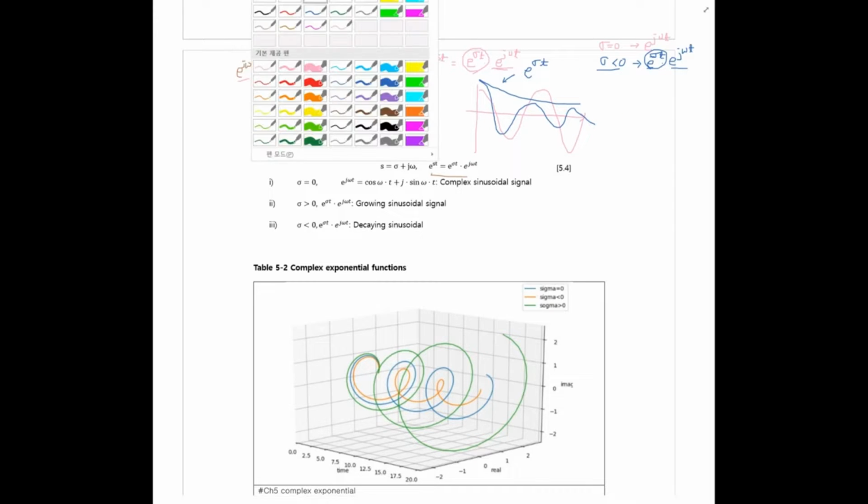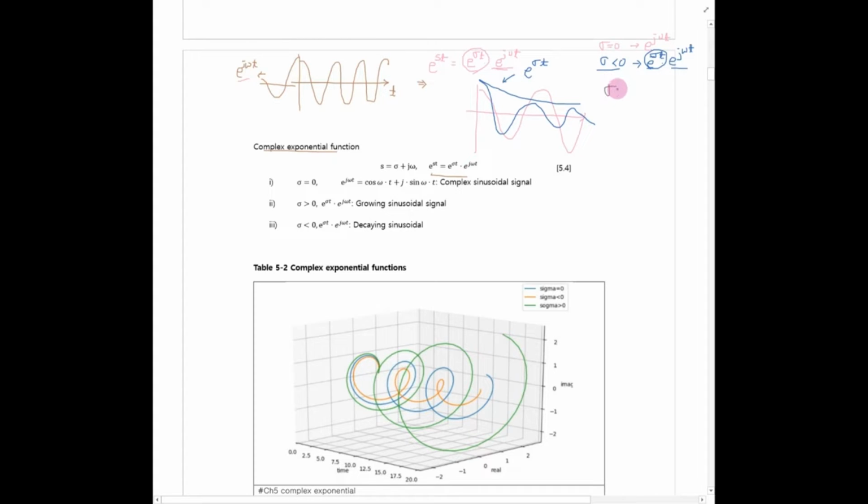The last one is when sigma is positive. Then it gives e to the sigma t times e to the j omega t. This one shows an alternating sinusoidal pattern, but it is an increasing signal. So it is increasing in that way. As time goes on, it's increasing. So the real part is increasing like that.